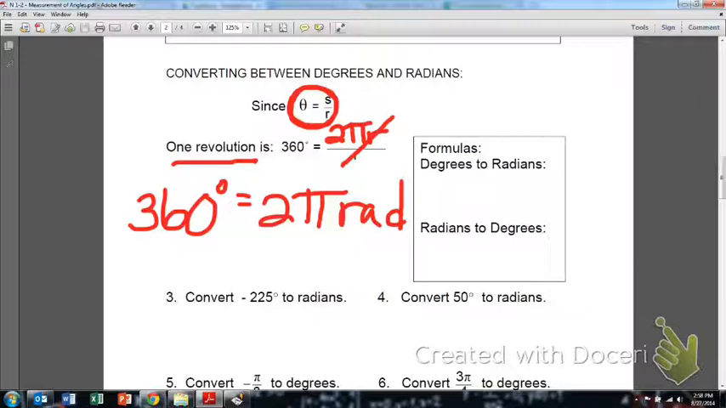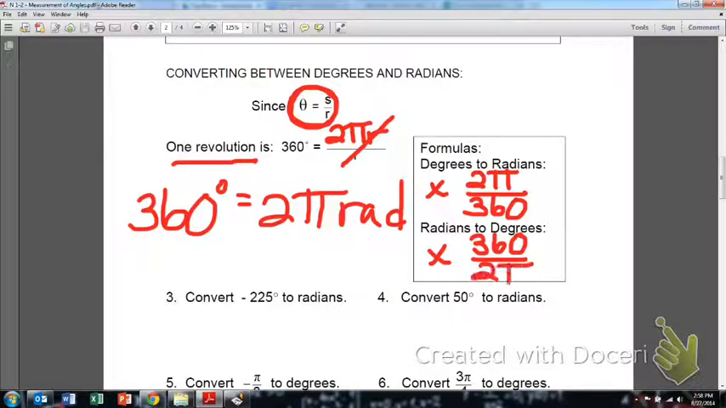So from that, we can get a couple of formulas that will help us convert between the two. When you want to convert from degrees to radians, you multiply by 2 pi over 360, so that you can cancel out the degrees and get radians. And when you want to go from radians to degrees, you do just the opposite. You multiply by 360 over 2 pi, so you can cancel the radians and get degrees.